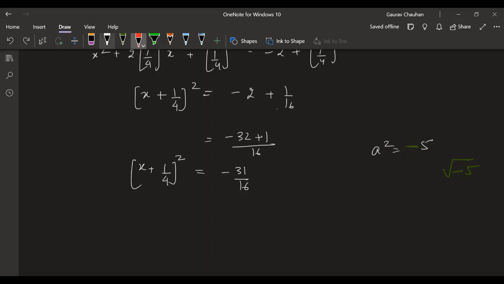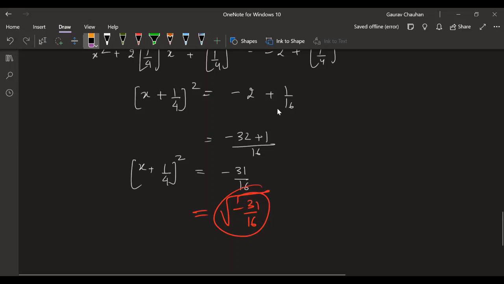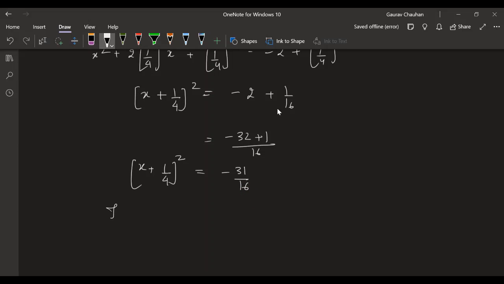Which means if I were to take the root of this particular equation, I'm going to have a root over a negative number here. That root over a negative number is basically an imaginary number, and there is no real number like that. So in a sense, this equation has no real roots.